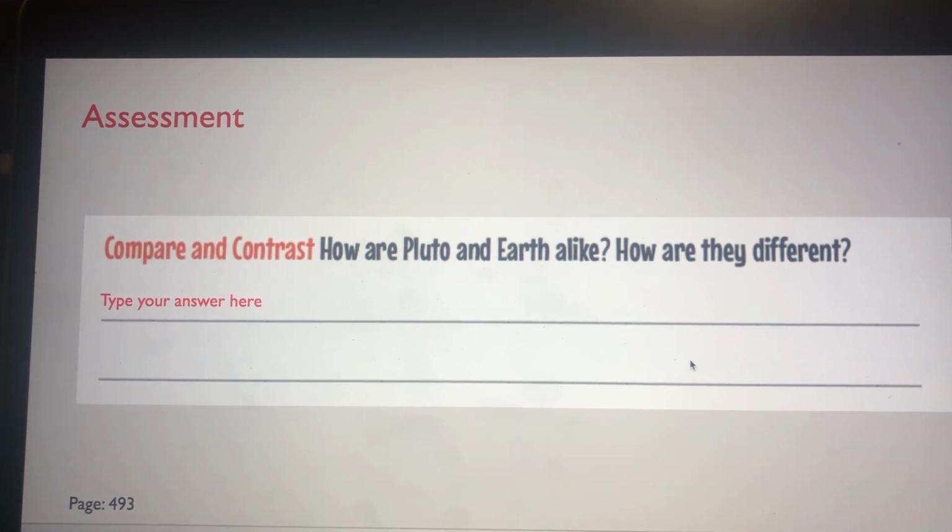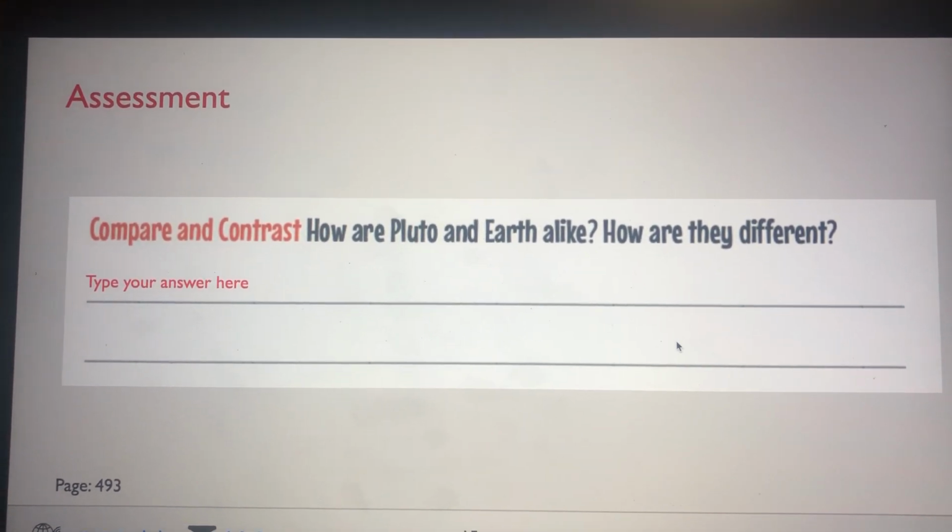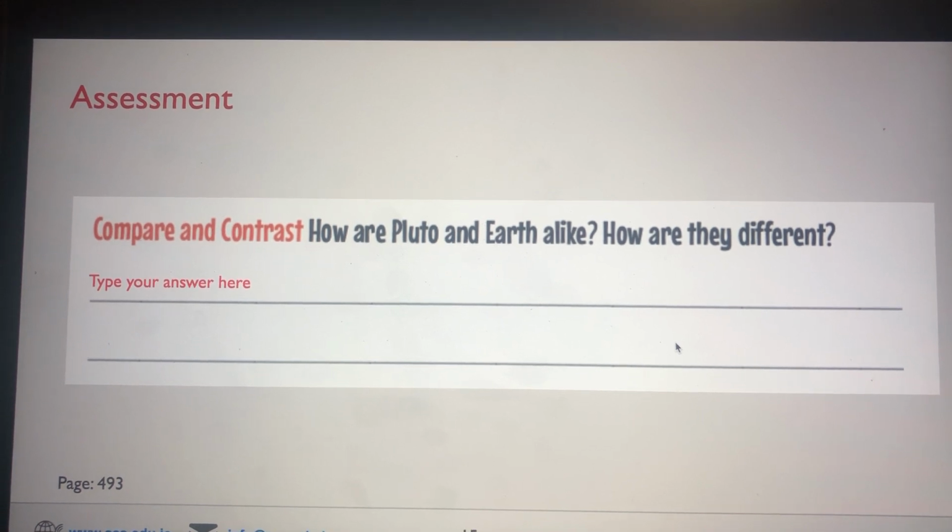On page 493, you will find a question that asks you, how are Pluto and Earth alike and how are they different? Please type your answer.